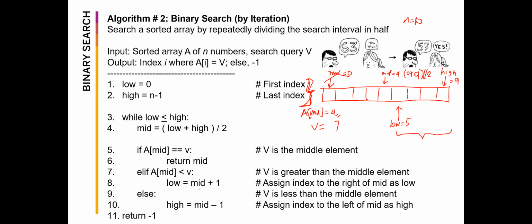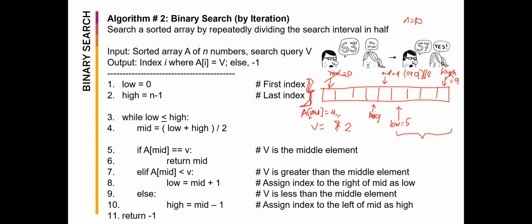Now, on the other hand, lines 9 and 10, else, so that's basically A mid is greater than V. That is saying that V is lower than A mid. So let's say our V is not 7, but actually 2. I'm saying that I will basically call lower. Now what the code does is that we move the high from 9 to mid minus 1, which is at this point.